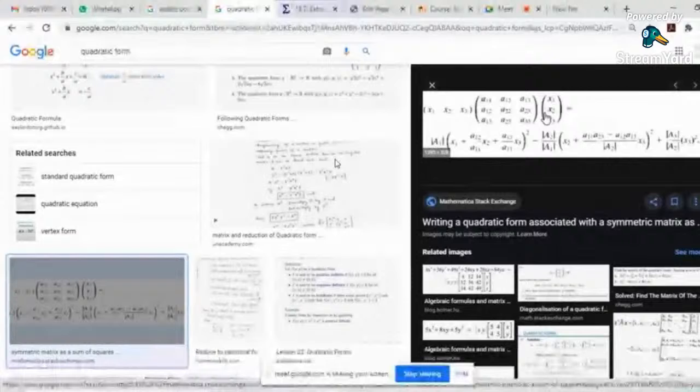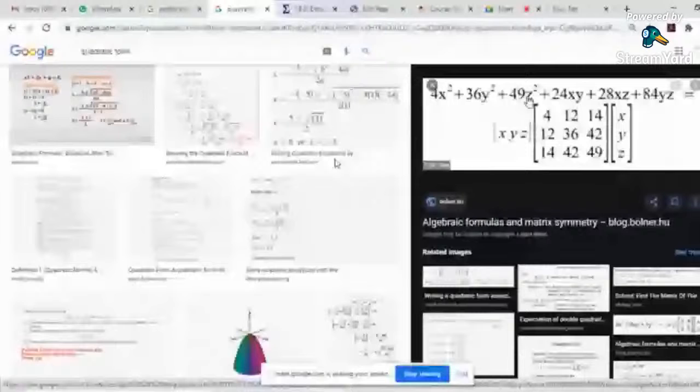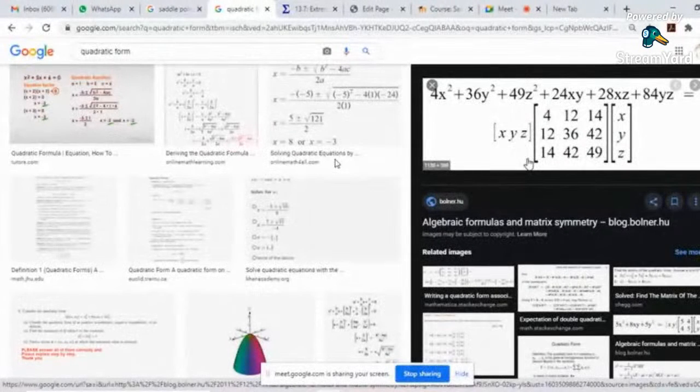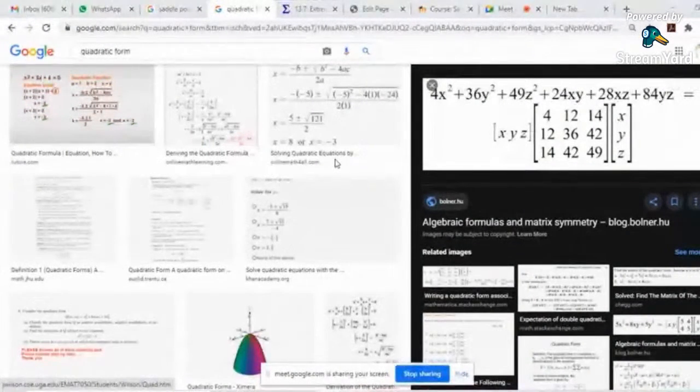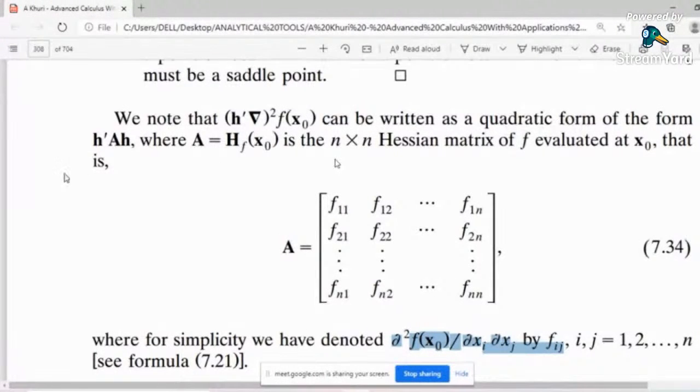You can multiply: y square plus 59 square plus 2xy plus 28 84y. That can be written like this. This is a quadratic form. Okay, this is quadratic form, an alternative expression of a quadratic, x prime A x. So here we have used that type of notation.